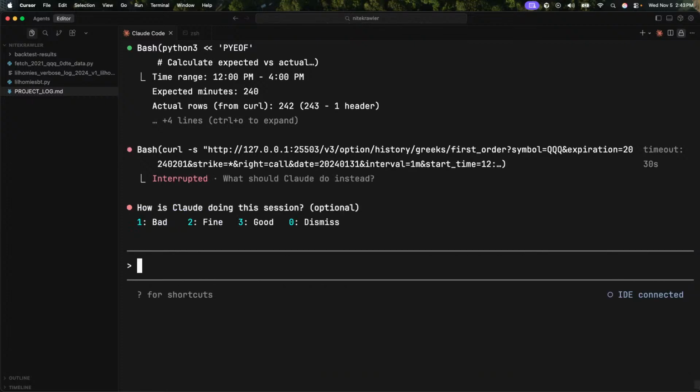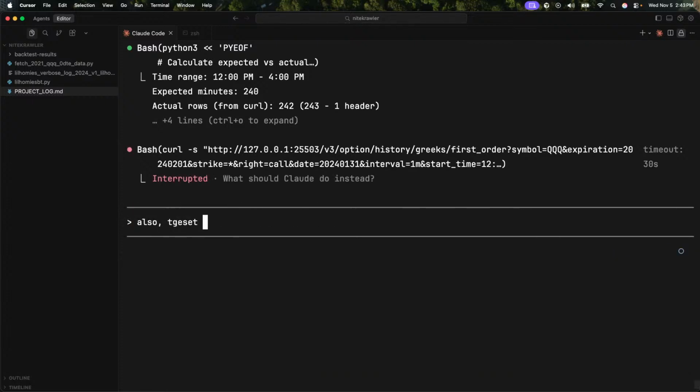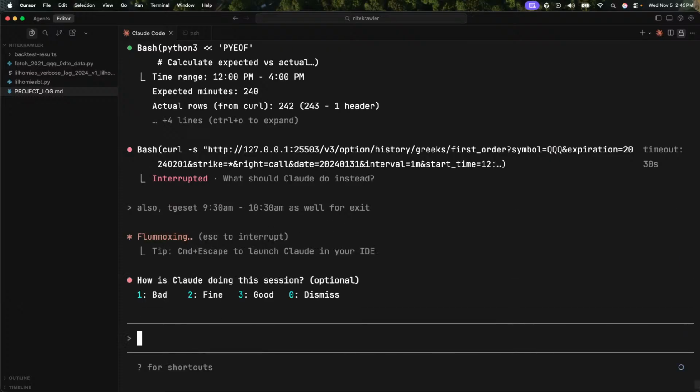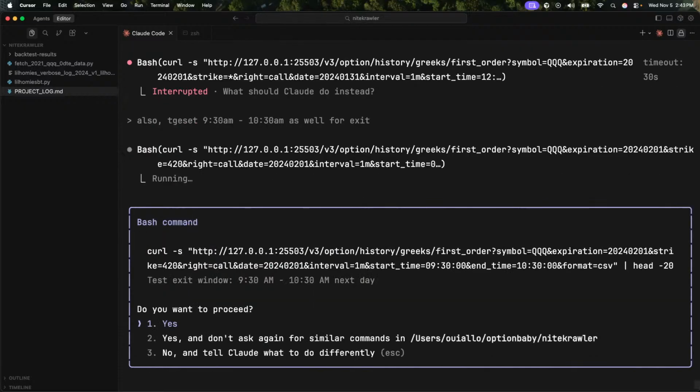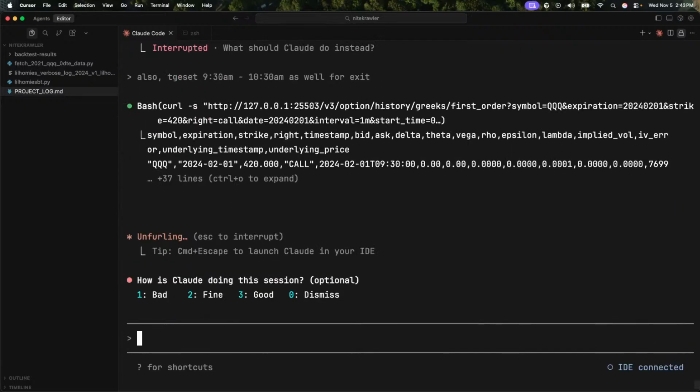Oh, I should have done the entry too. Also, test from 9:30 a.m. to 10:20. Let's do 10:30 a.m. as well for exit. Yeah, because I don't want just that 20 minutes. I want us to be able to have an hour just in case. You see me?